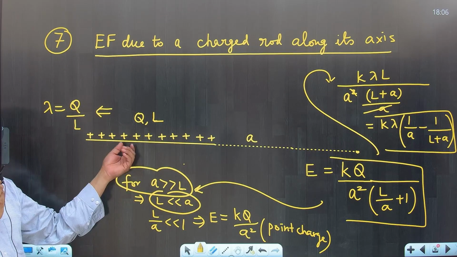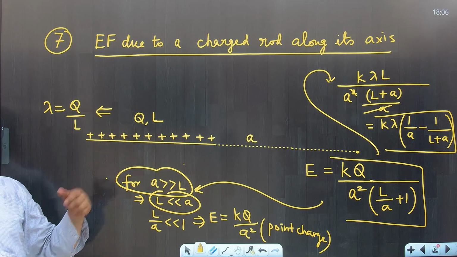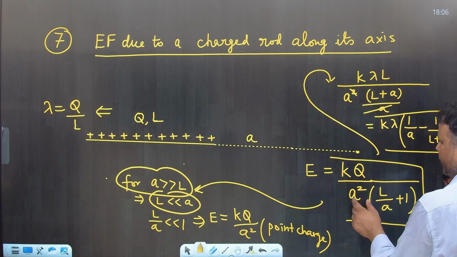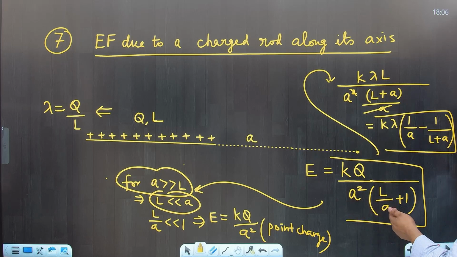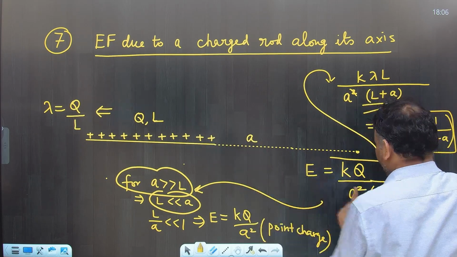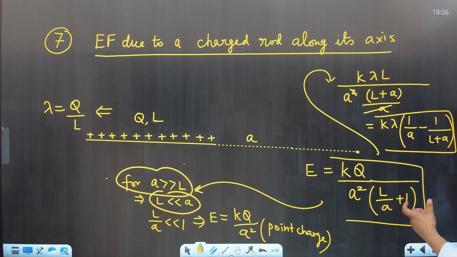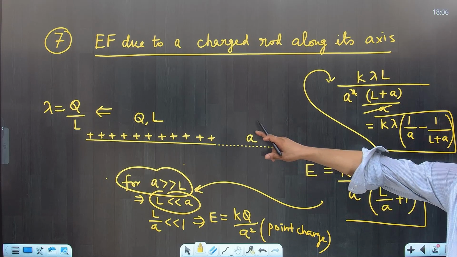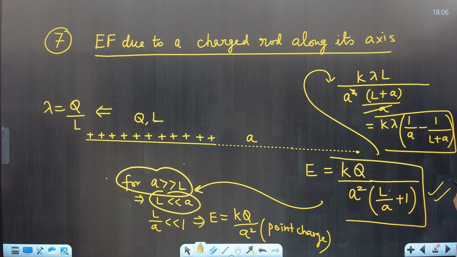But what if L is some finite, significant length? So what should you do? kq by A square is the formula for the point charge, and you just remember to multiply by a term in the denominator, L by A plus 1. So kq by A square into L by A plus 1. This is the result you have to remember. First remember kq by A square for the point charge if L is much less than A, and then if it is of finite significant length, you have to multiply by L by A plus 1 in the denominator.